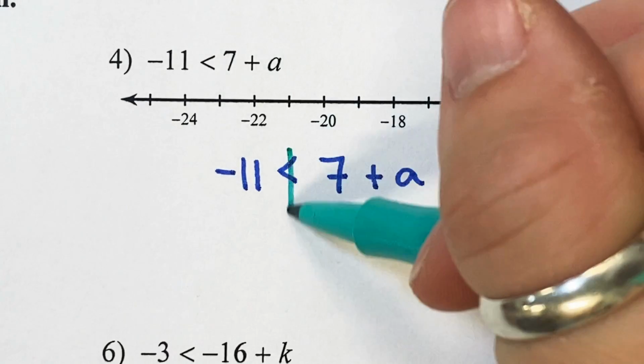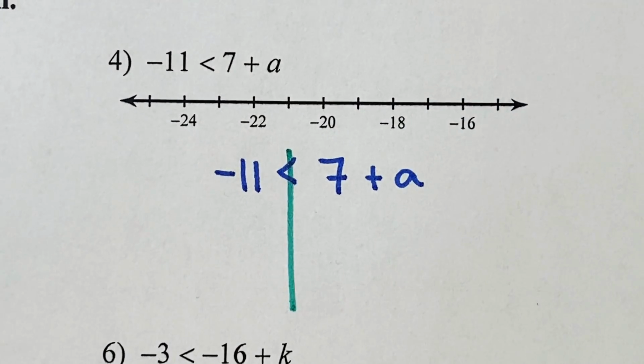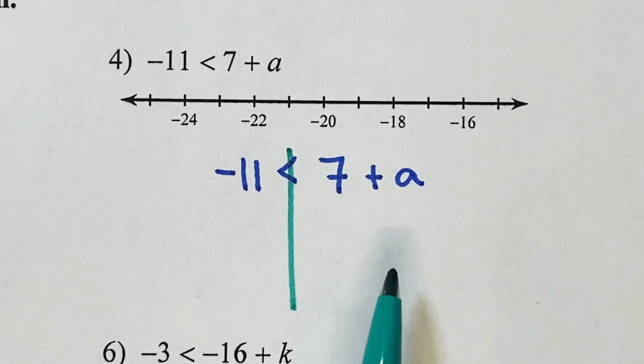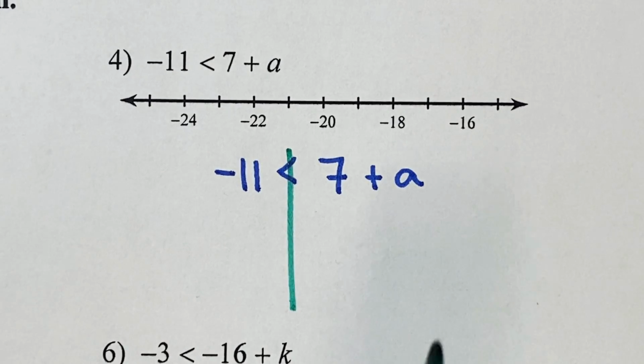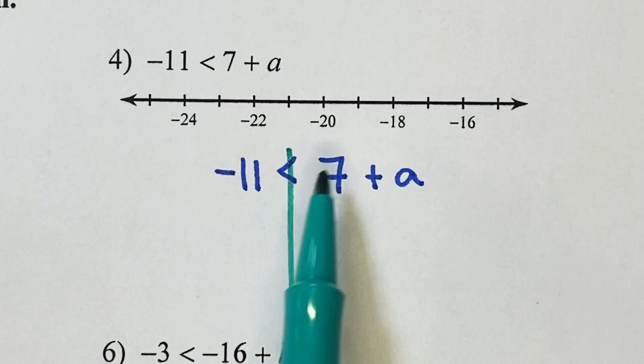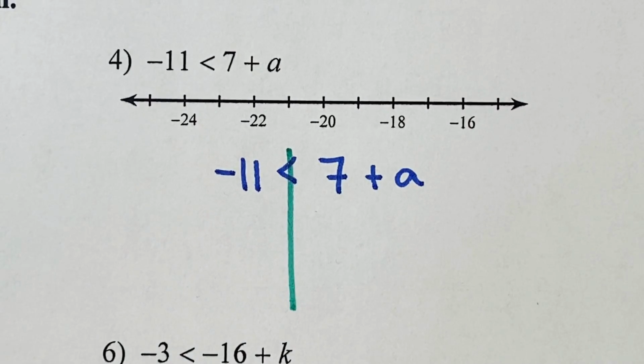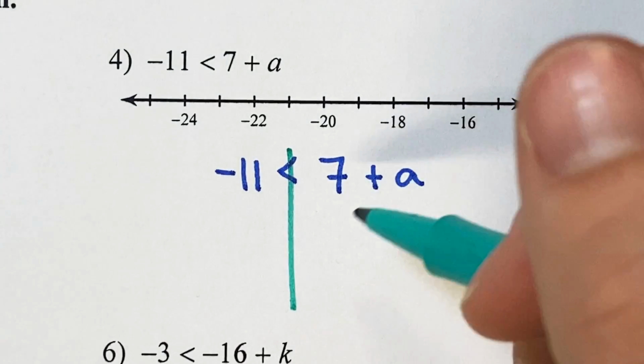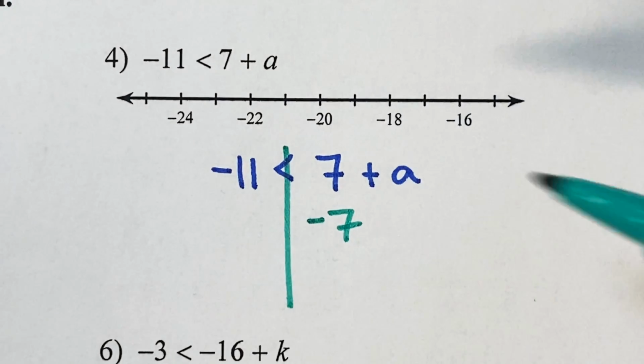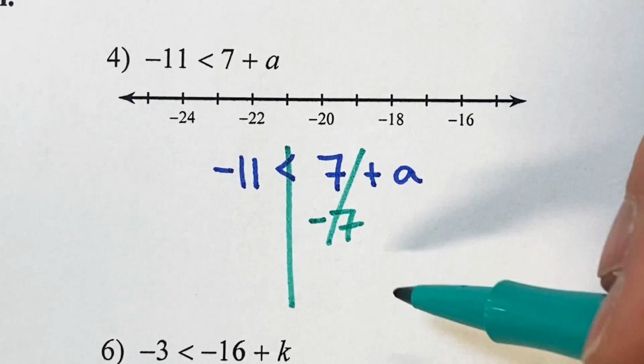So draw your line down your inequality sign and look at the side with your variable. In this case, it is on the right side this time. So we have our a, and then it's being added to 7. So a plus 7, how do we get rid of plus 7, or add 7? We subtract it. So we're going to subtract 7 from both sides. That gets rid of it.